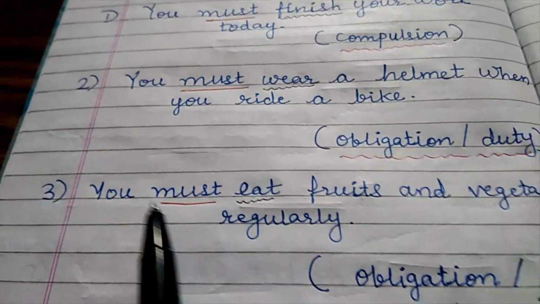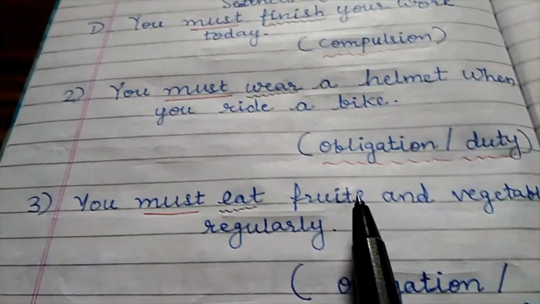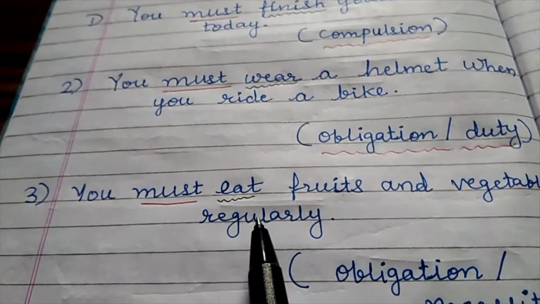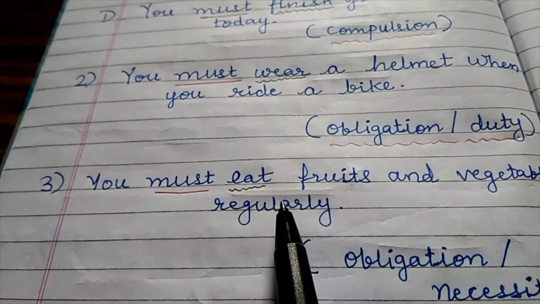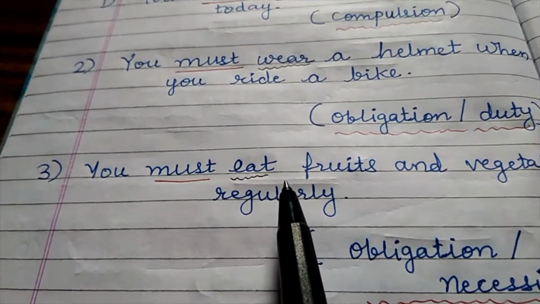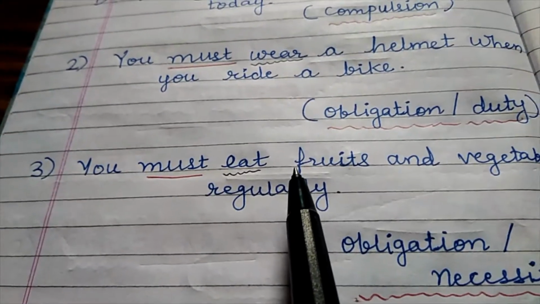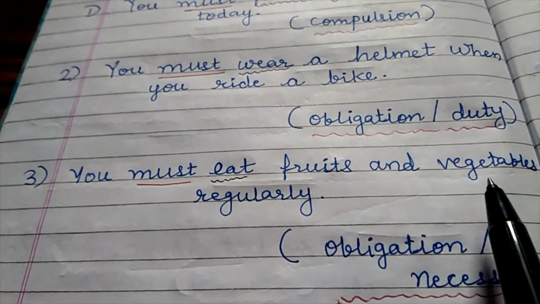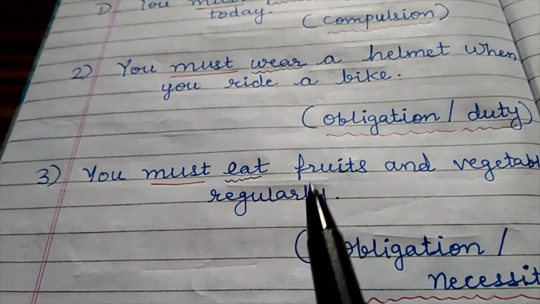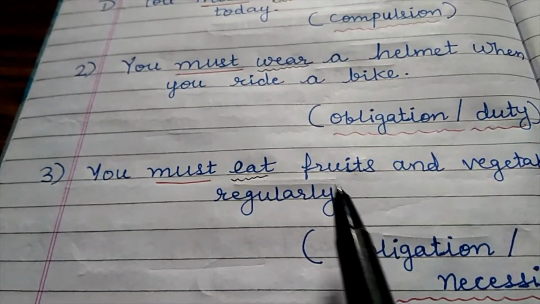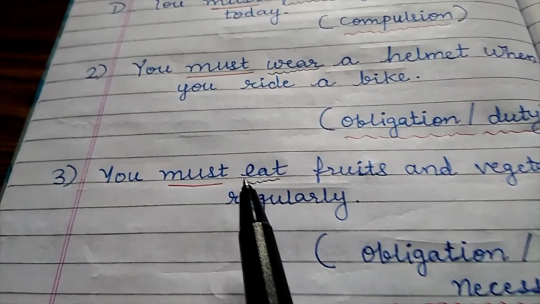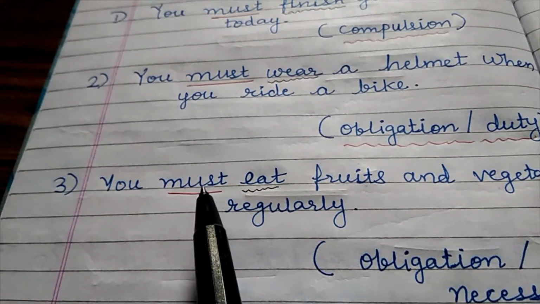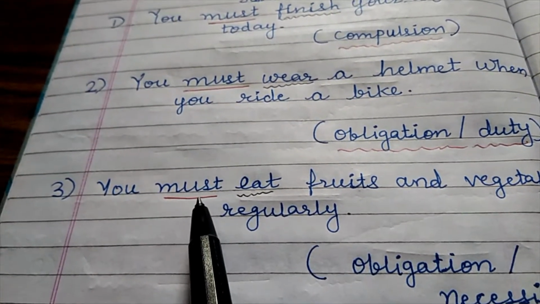Now see the next sentence. You must eat fruits and vegetables regularly. Now in this sentence it is said that it is necessary to eat fruits and vegetables regularly to keep our body healthy. So it means it is an obligation or necessity. So must modal auxiliary is used here.